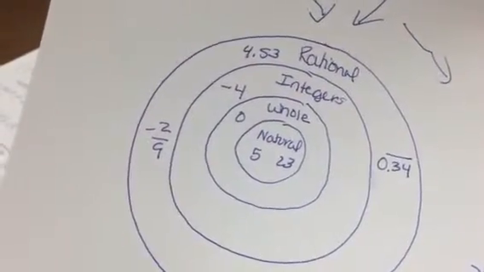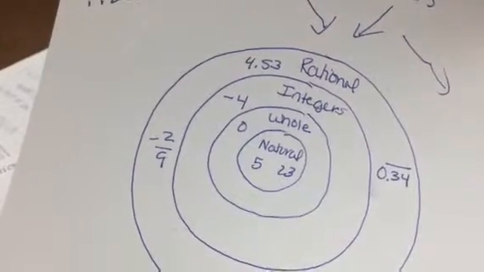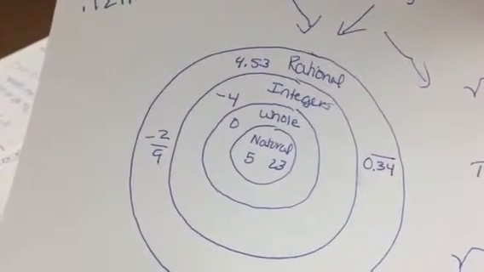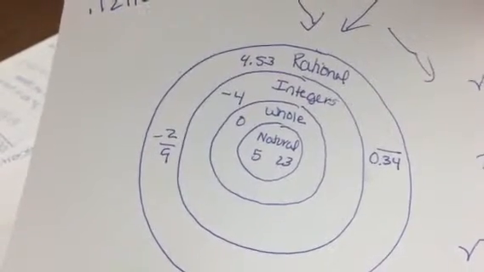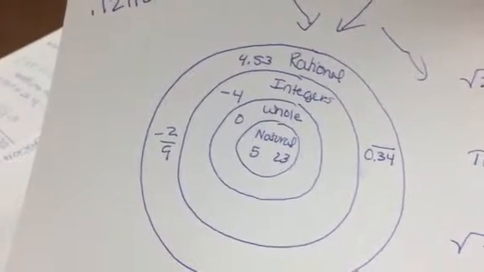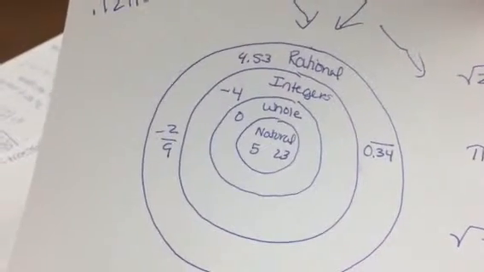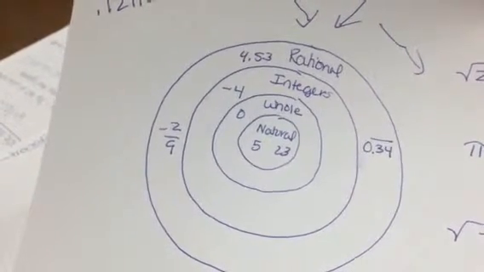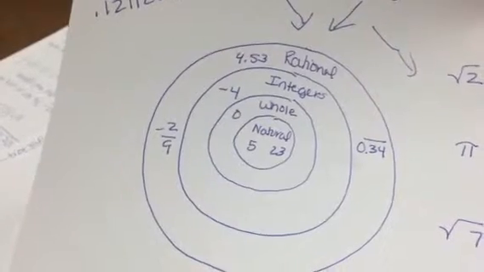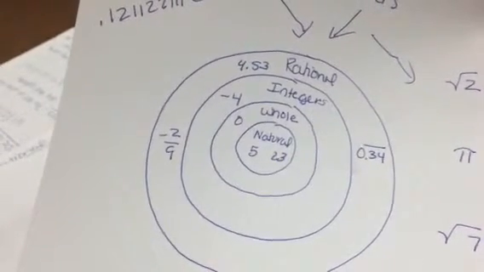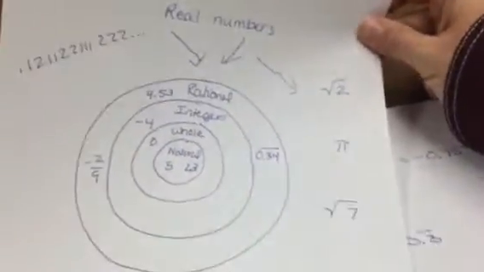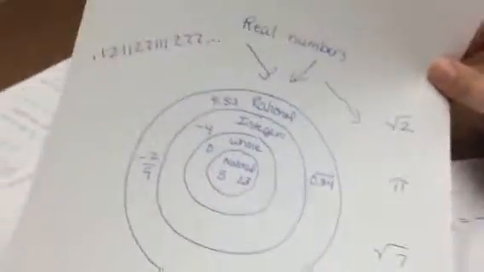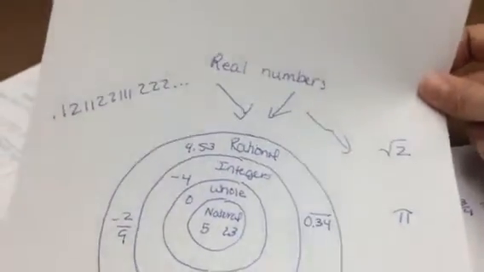In the middle is everything included, and as you go out each layer, you include one more thing. We've got natural in the middle. That's like 5 and 23. Then we've got whole. That adds 0. Then we've got integers. That adds your negatives. Then we have rational. Those are expressed in a ratio. They're either repeating decimals or terminating decimals. And then we have our irrational numbers on the outside, and these are all real numbers because real numbers are a combination of rational and irrational.